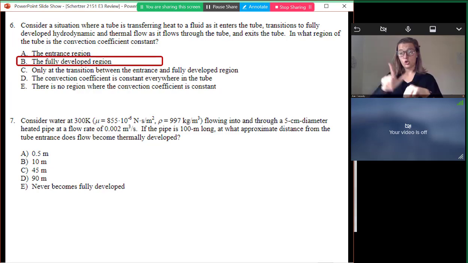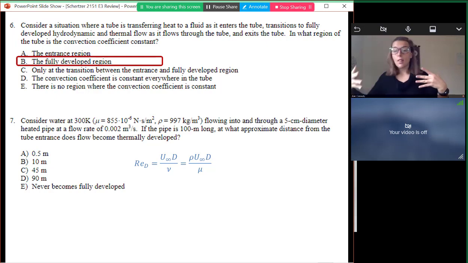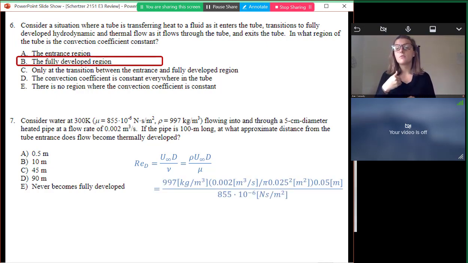So in order to know about these development lengths, or the entrance lengths, the first thing we have to ask ourselves is, what's the Reynolds number? Because that'll tell us if the flow is laminar or turbulent, and the entrance length depends on that. There's a couple different ways to get to Reynolds number, but in this case we have the dynamic viscosity and the density. So we can use the calculation on the right instead of the kinematic viscosity.